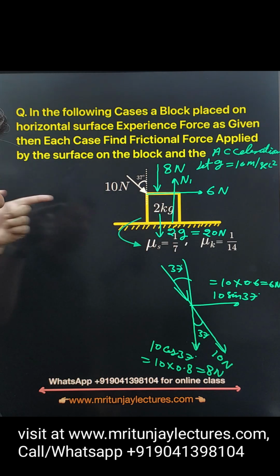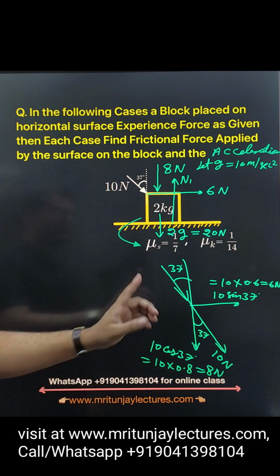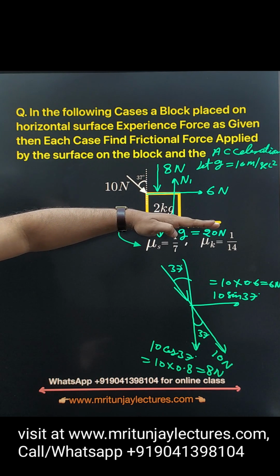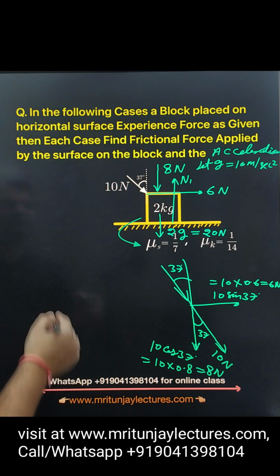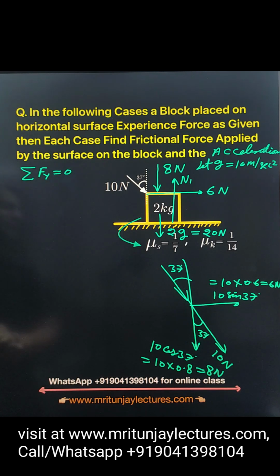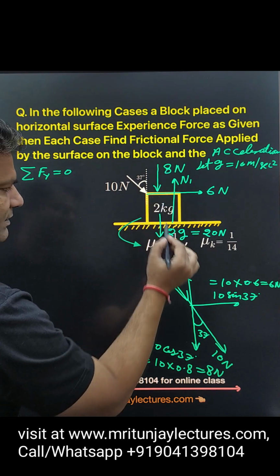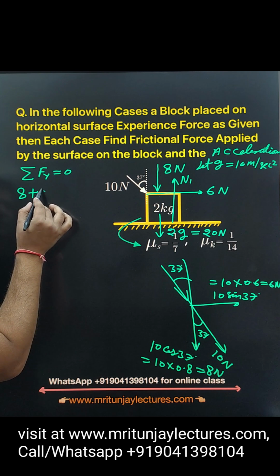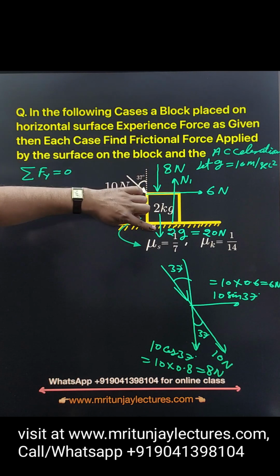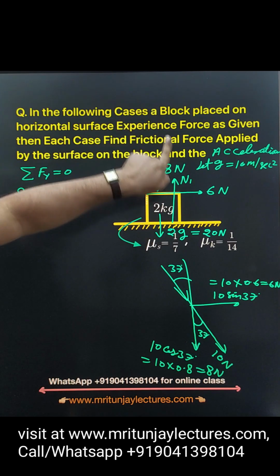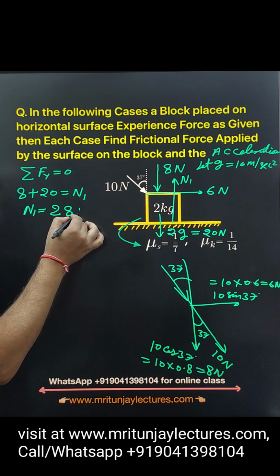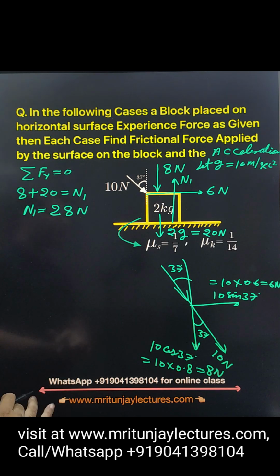This block is moving along this direction, not along the y direction. Why? Because this is a plane, fixed surface. So you can say that the net force along the y direction is 0. So 8 plus 20 is equal to N1, meaning the sum of these two forces is equal to N1. So N1 is 28 Newton.